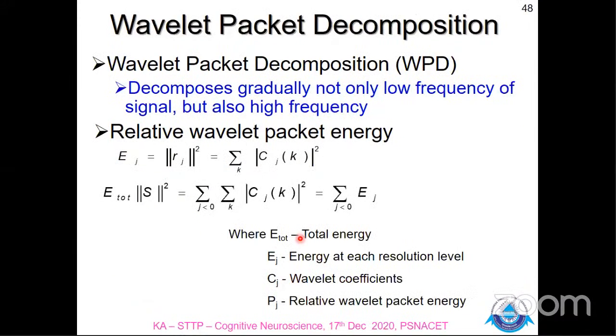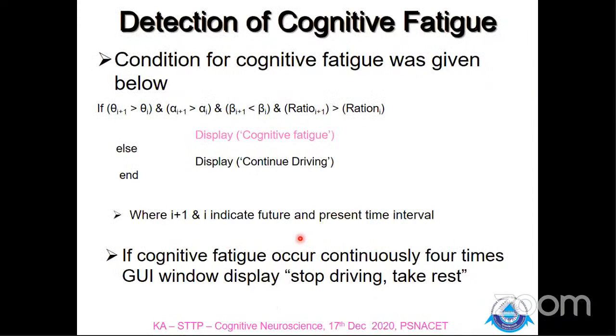We can extract the relative wavelet packet energy from this EEG signal. These are the algorithms; you can make some algorithm. Suppose these rhythms are very dominant compared with the previous value. We compare the current time interval with the previous time interval. We can tell that the person has cognitive fatigue and should stop driving, otherwise they can still continue driving. So we compare the present time interval with the previous time interval.